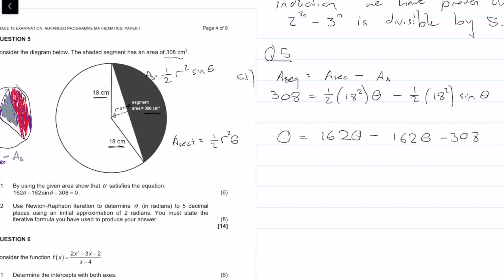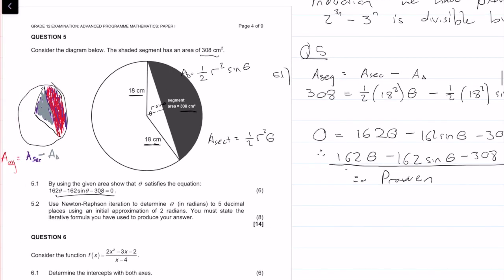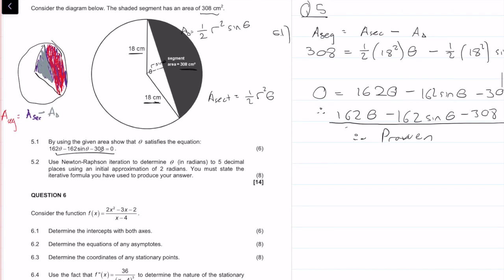So therefore 162 theta minus 162 sine theta minus 308 equals 0. Therefore we have proven what we were looking for. That's exactly this equation right here. So that's the final answer, and we get ourselves 6 marks for that, which is quite generous.